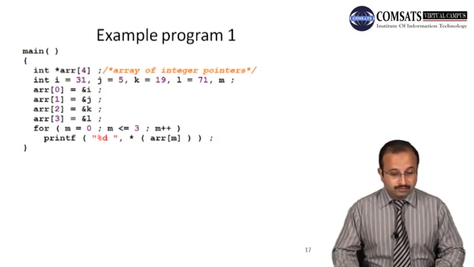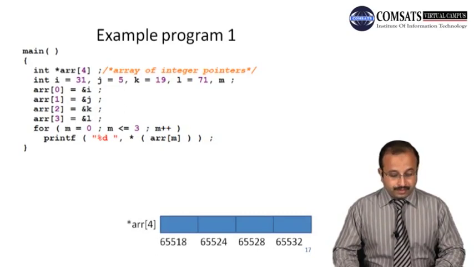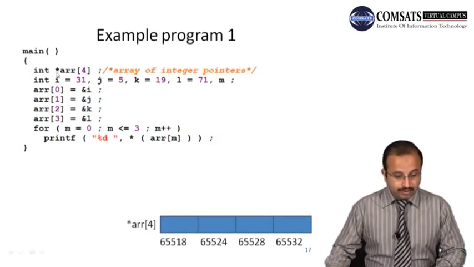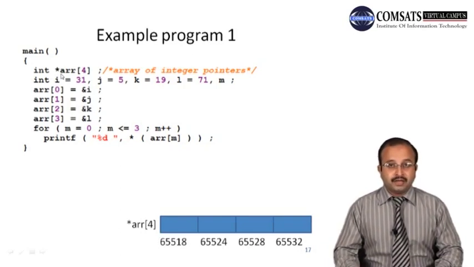So this is a simple program. Let's see example program 1. So we have an array whose name is ARR. So you see a pointer sign over here. This is a star sign over here. This means that this is not an ordinary array. This is an array of pointers whose type is integer.